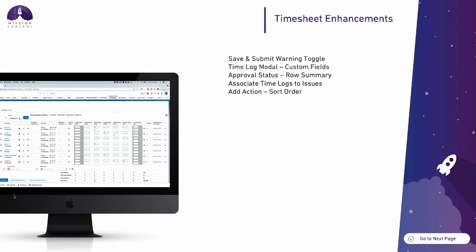I think the two main feature enhancements around the timesheet are you can now add your own custom fields to the time log modal, and you've also got the ability to associate time to issues. So you'll still be logging it against an action, but you can also associate it to issues that relate to that action as well.